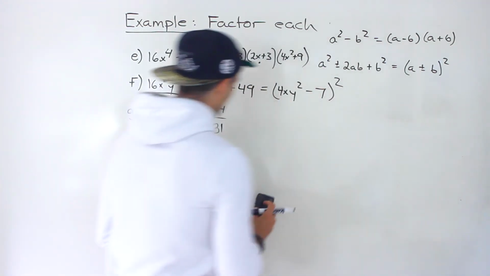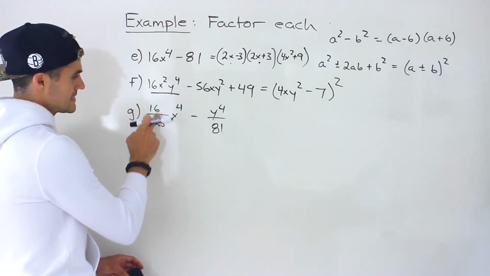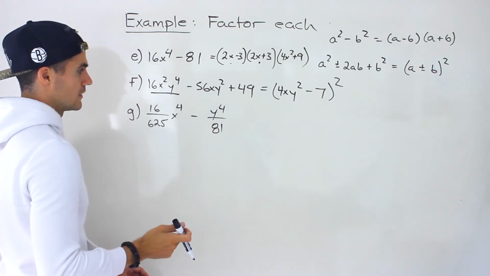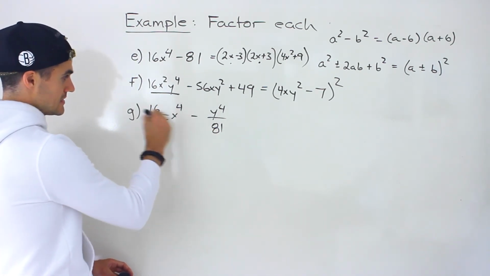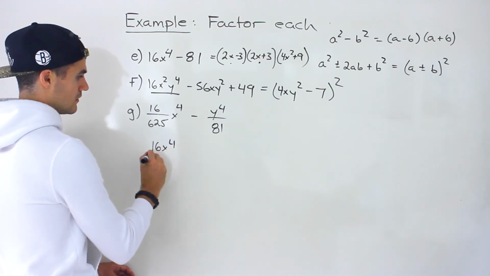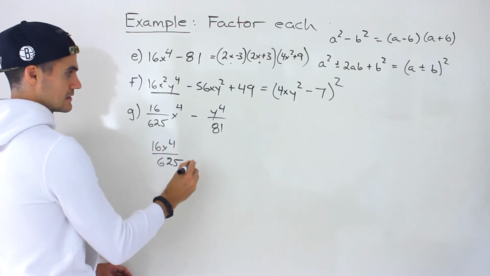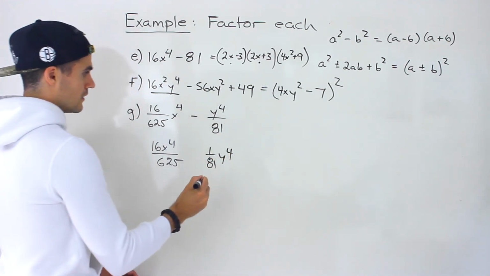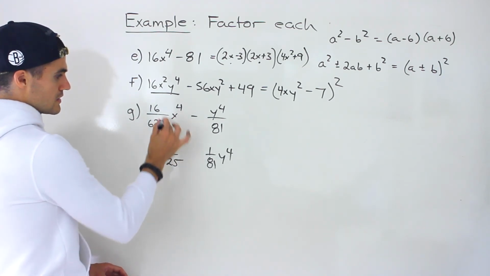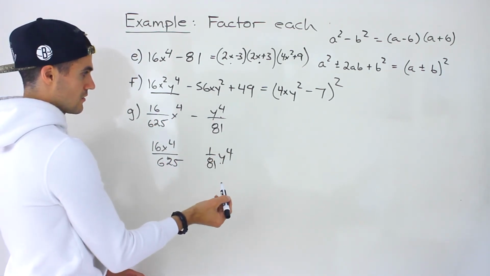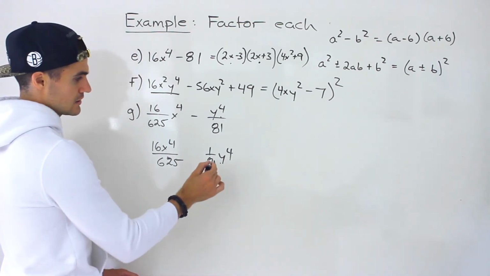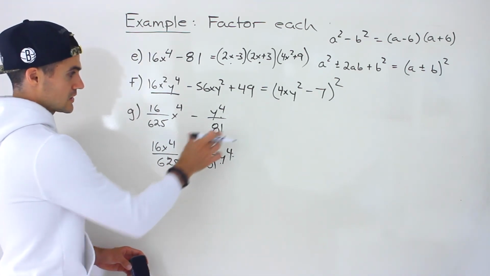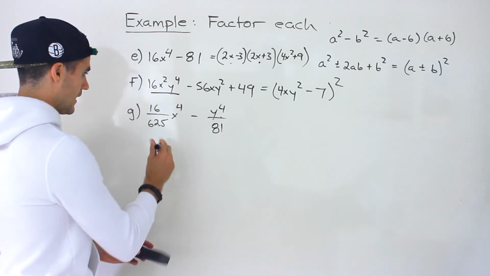And then we got part G, 16 over 625 x to the 4 minus y to the 4 over 81. A couple of things I want to mention here with the format. This here could have also been written like this, and this here can also be written as 1 over 81 y to the 4. Right? So this and this are the same. And personally, what I like to do is separate the fractions from the variables. So I'm actually going to take this and rewrite it.